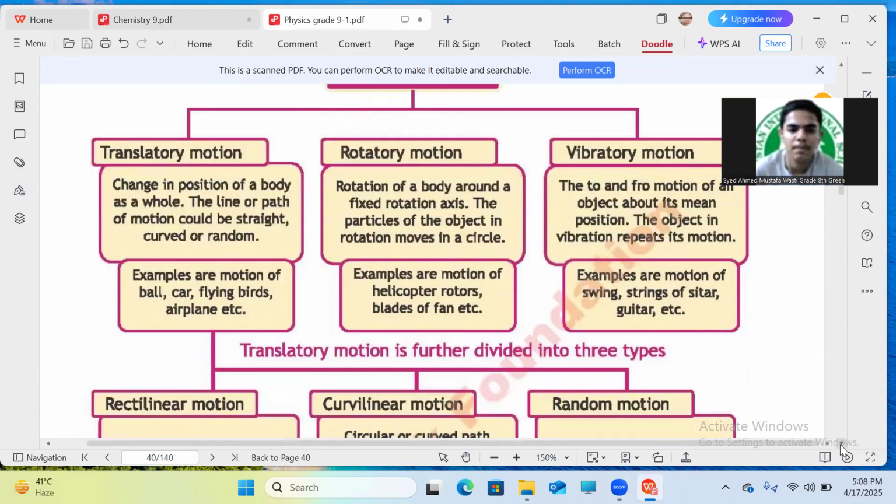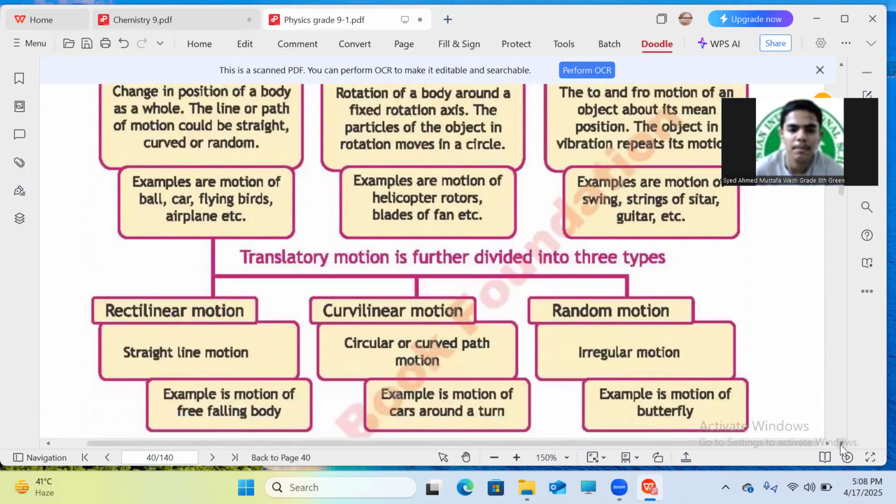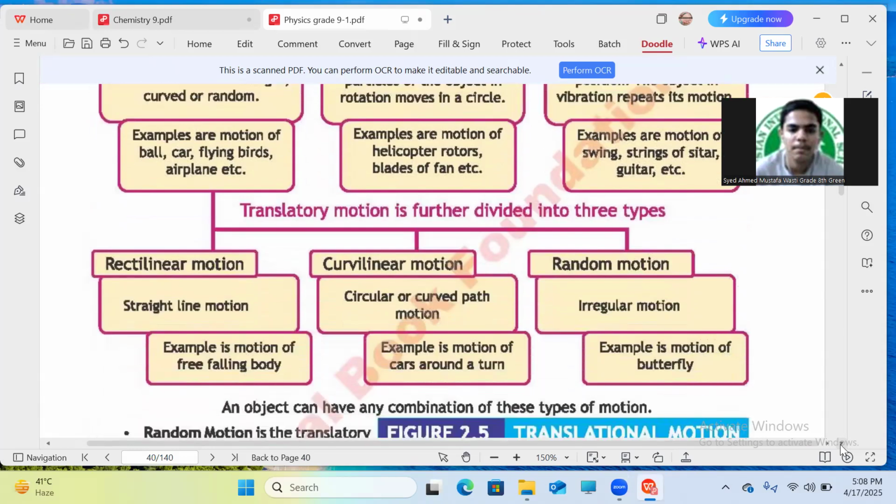We have seen them well before, whereas the translatory motion and its classification is given next. Rectilinear motion, that is straight line motion, an example is the motion of a free falling body. The second one is curvilinear motion, that is motion along a circular or curved path. An example is the motion of cars around a turn.